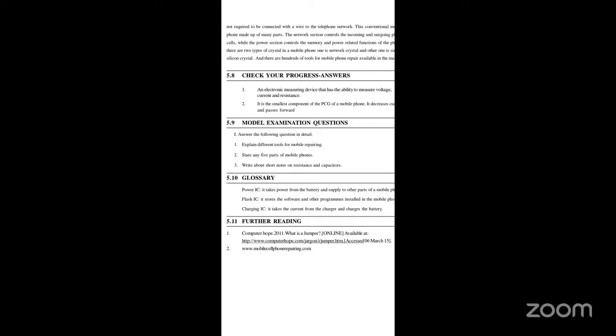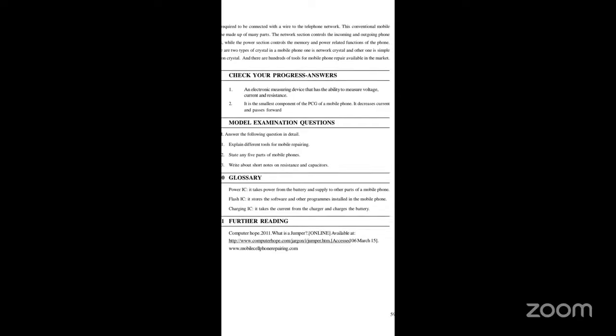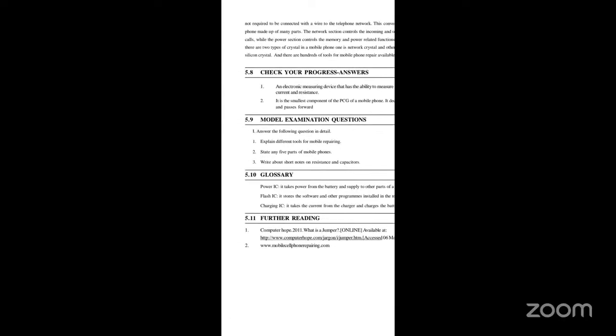Power IC. It takes power from the battery and supplies it to other parts of the mobile phone. Next, flash IC. It stores the software and other programs installed in the mobile phone. Next, charging IC. It takes the current from the charger and charges the battery. Next, further reading. Computer Hope, 2011.